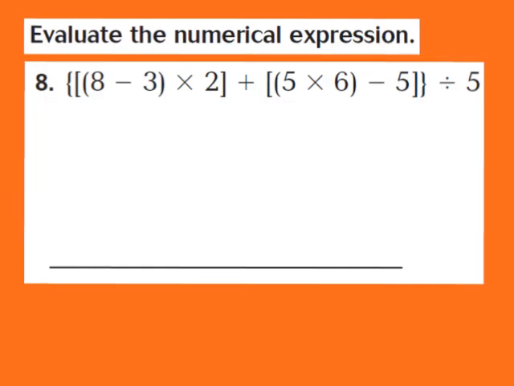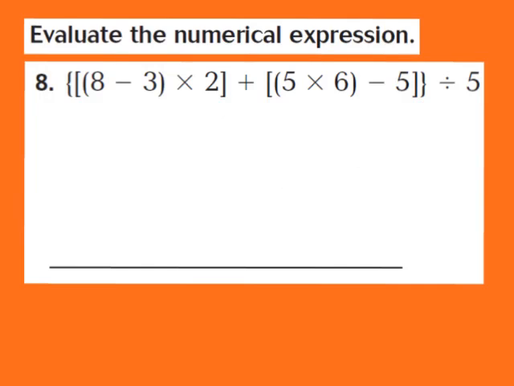Now, let's talk about the order, the way things must be completed. Step number 1 is always to complete the parentheses first, the innermost grouping set. Then I'm going to work out to my brackets, and the last step is going to be to complete what's found inside the braces. So let's go ahead and start to evaluate this expression.